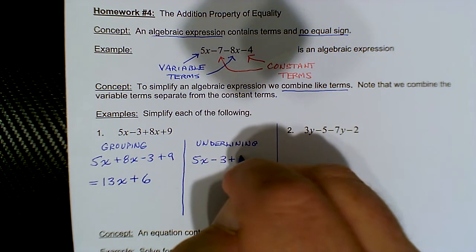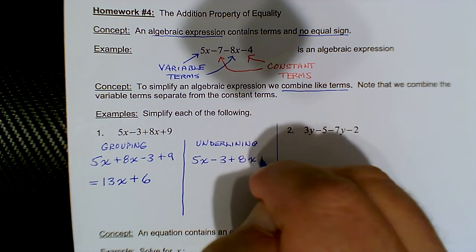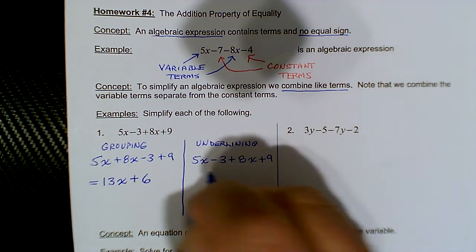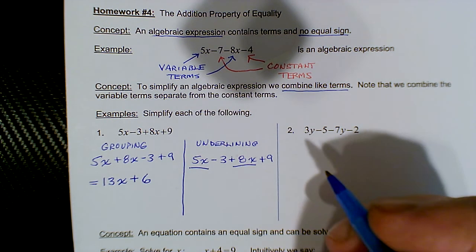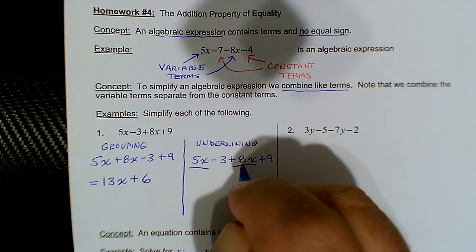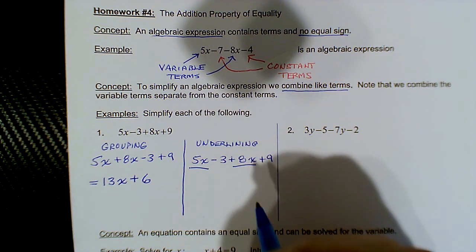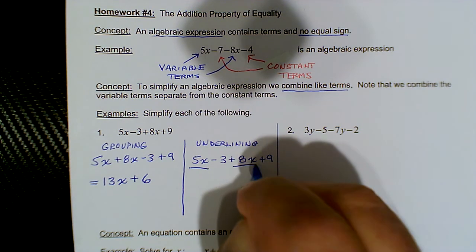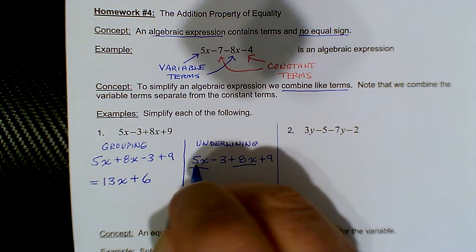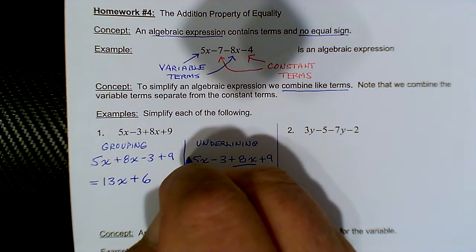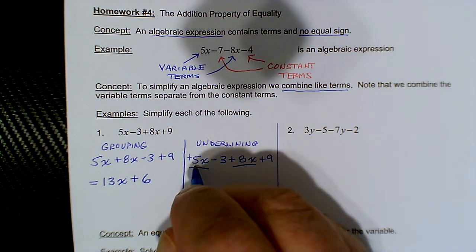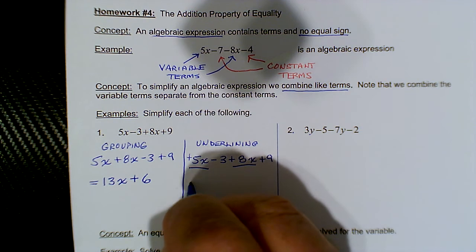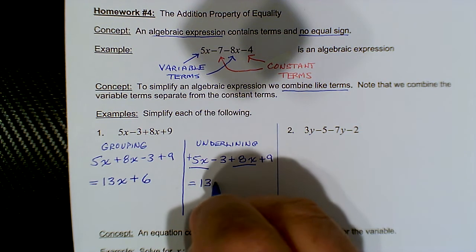So I'll recopy the problem, and we'll just underline like terms. So 5x and 8x, just make sure you know that the coefficient, the sign in front of the coefficient, is the sign that belongs to that term. And it's understood if it's not written like the 5 here, that it's positive. You could slide a plus in there if you like. So I'm combining again a positive 5 and a positive 8 to get 13. And I keep that common variable term.